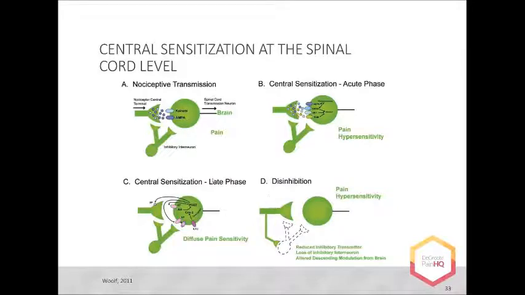And later, if we don't do anything here, there's disinhibition, which means the brain loses the ability to inhibit the synapses. The synapses continue going on and on and on. And the brain doesn't have the capacity now to inhibit these synapses. So the pain continues by itself at the level of the spinal cord.